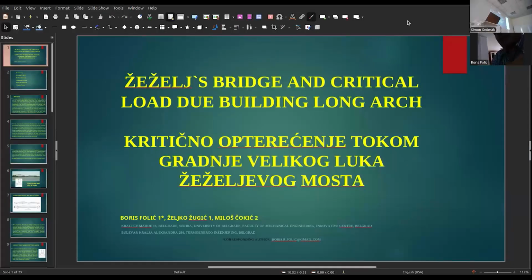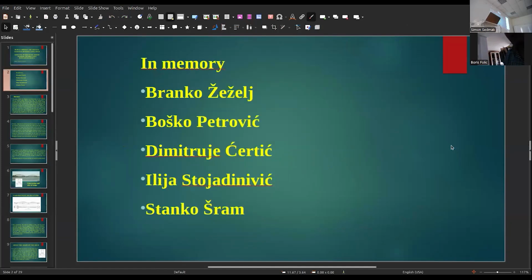It's another presentation. It's coupled, but before presentation. Another problem treated in this presentation is the Žeželj Bridge and critical load due to building the long arch. It is in memory of Branko Žeželj, Boško Petrović, Dimitrije Ćertić, Ilija Stojadinović, and Stanko Šam.